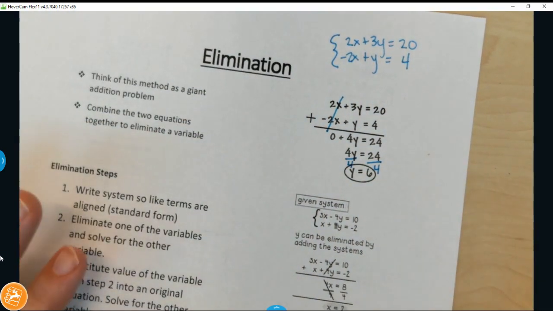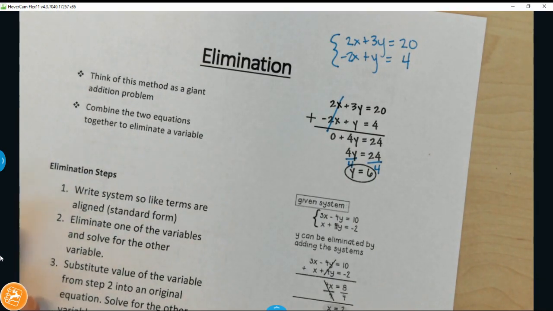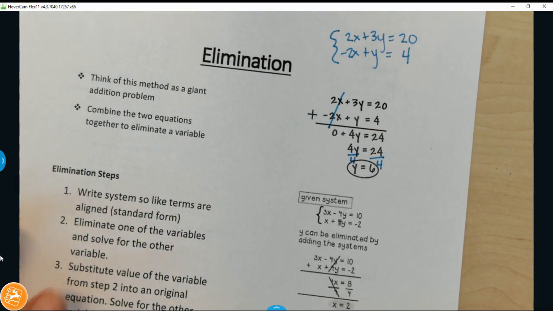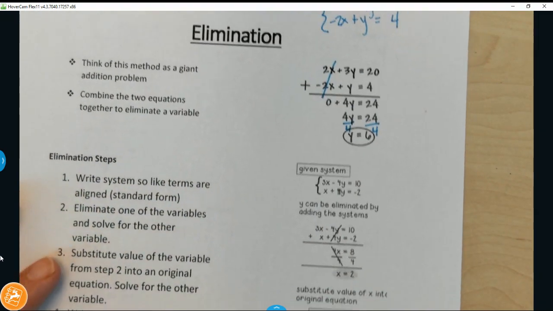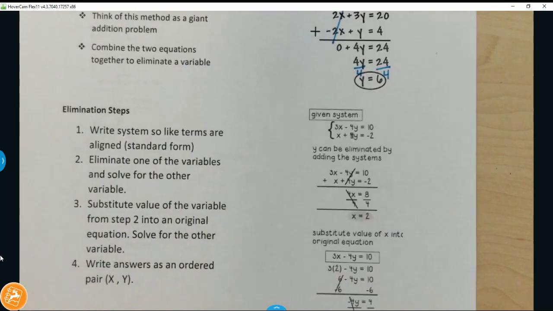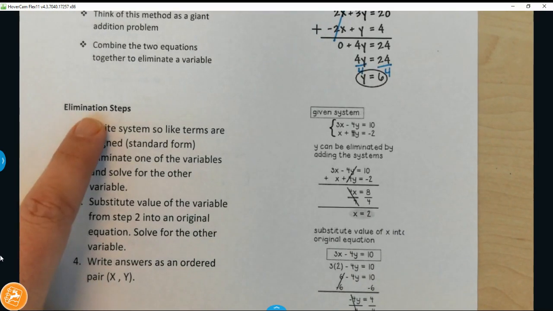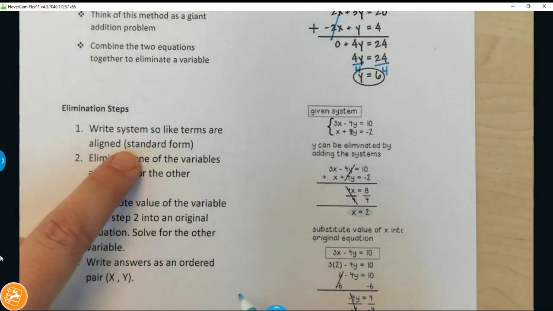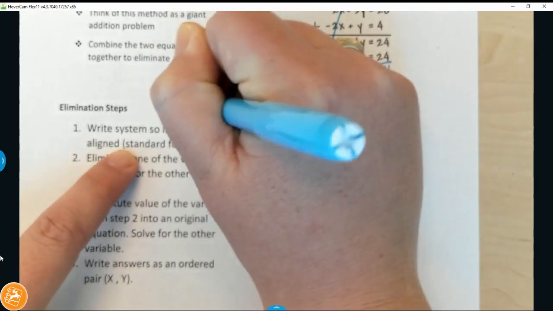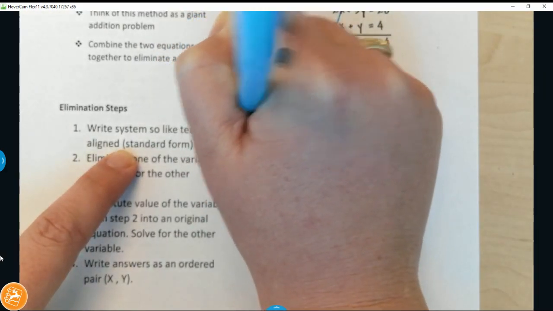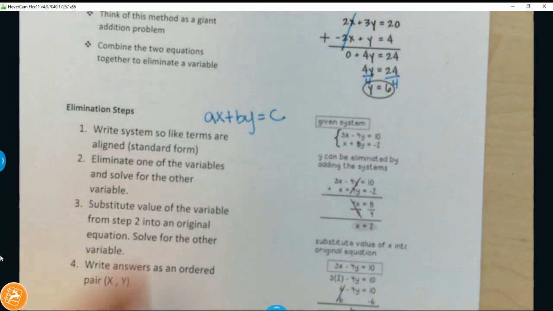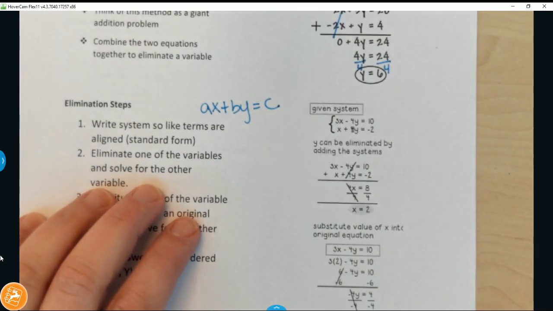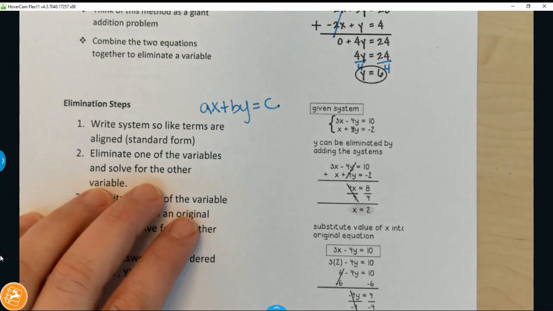So this is very, very different than substitution, but for some people it just kind of clicks a little bit better, and it's a little bit easier to use if your equations are already in standard form. So for the steps, write the system so like terms are aligned, which would be standard form. So we know that standard form is ax plus by equals c. You're going to eliminate one of the variables and solve for the other.